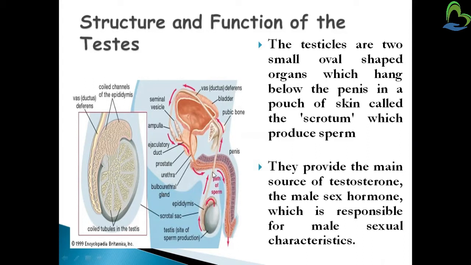They provide the main source of testosterone, the male sex hormone, which is responsible for the male sexual characteristics. At the time of intercourse, the sperm produced reach the penis through the vas deferens and are ejected. So this production is done mainly by the testis, and the main source of testosterone is the testis.